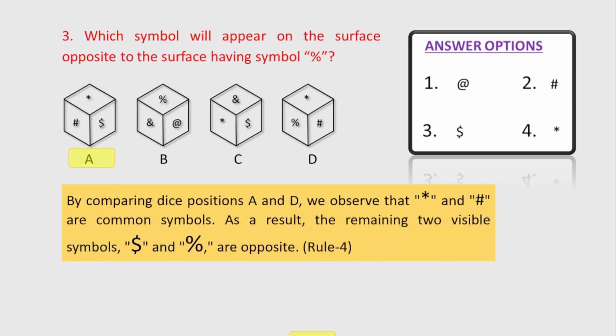By comparing dice positions A and D, we observe that star and number are common symbols. As a result, the remaining two visible symbols, dollar and percent, are opposite.